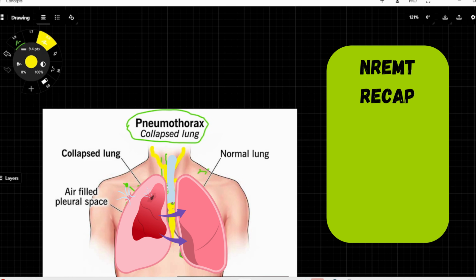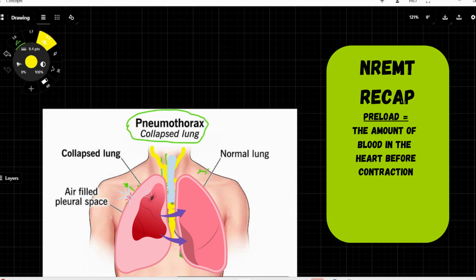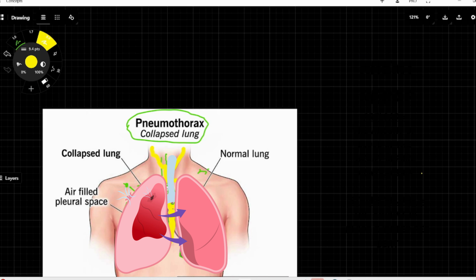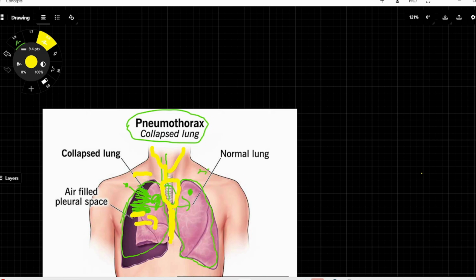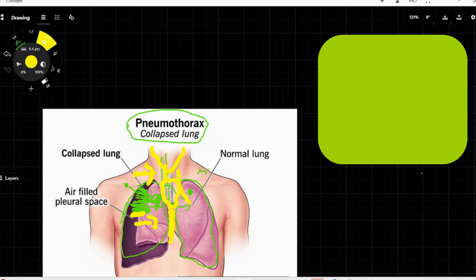Now, as a quick recap, preload is the amount of blood that goes into the heart before the contraction. Stroke volume is the amount of blood that the heart ejects with each contraction. So, what are some of my findings? Well, as it's pushing this way, and this one's a late one, but it's very common and National Registry likes it, as that cavity fills up, it starts to push everything. We talked about that. The trachea is included. Now, that's a super late finding as far as a physical finding.